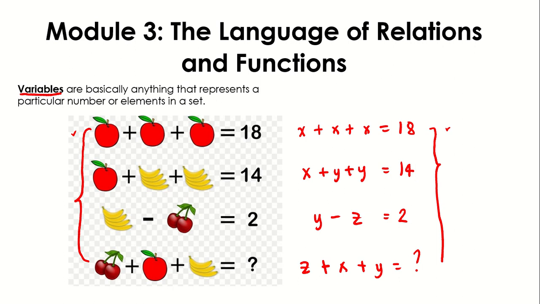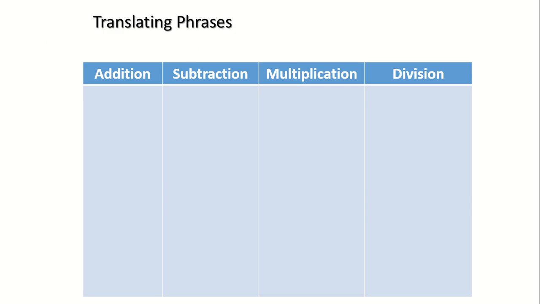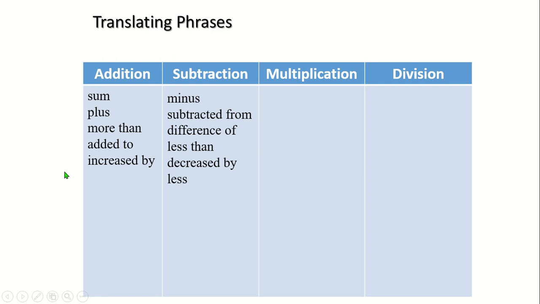In the language of mathematics, we need to do translation, or translating phrases into mathematical sentences. When we say addition, these are the key terms: the sum, plus, more than, added to, or increased by. For subtraction, we could use the terms minus, subtracted from, the difference of, less than, decreased by, and less. However, I want to point out two important things here. The order is important, especially for the two terms subtracted from and less than.